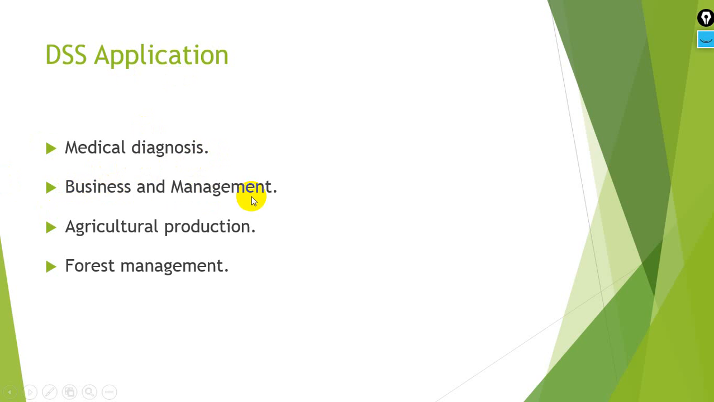Business and management. For management decisions and for other business decisions. For example, if we have any organization, earlier I gave the example of an inventory management system. It will help you to decide whether you should order the purchase of a product or you should not order the purchase of a product.